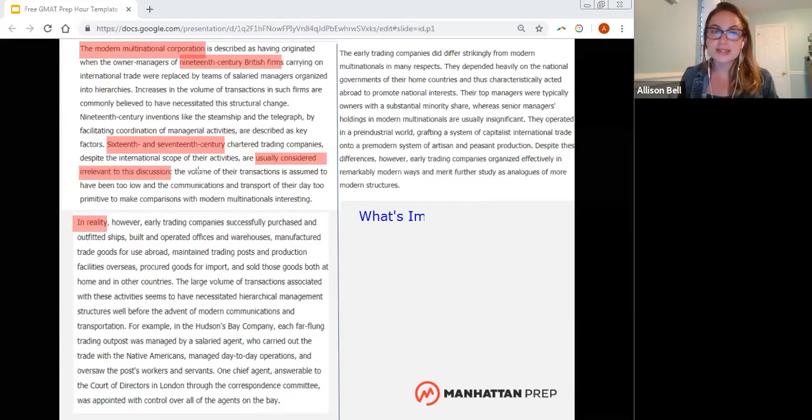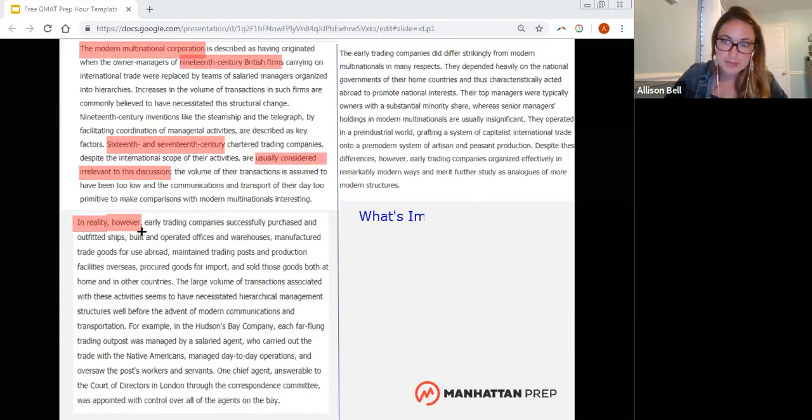This really stands out to me for 2 reasons. The first is it's an opinion marker. When someone says in reality, they're about to tell you what they think is really true. So this means, okay, here comes what the author thinks. And that is something that I definitely want to flag. The second reason is it's another contrast marker. So it helps me to know whatever they're about to say, it's going to be kind of the opposite of what they just said.